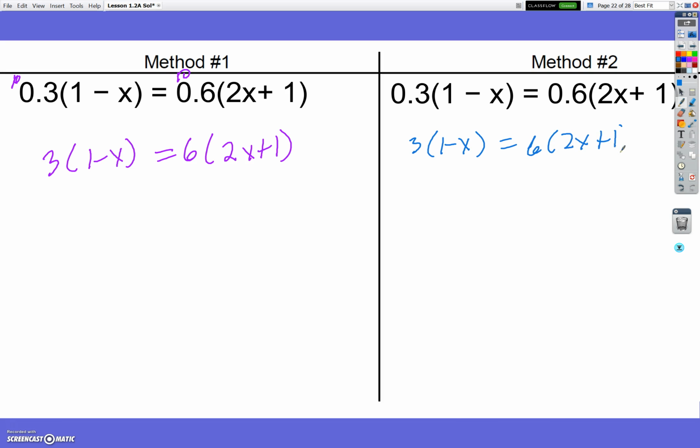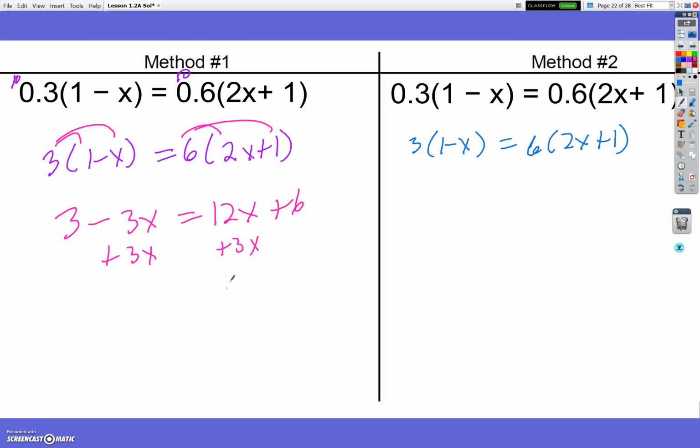Now from here, if I use method 1 like I did on the previous example, what I could do is distribute the 3 to each and every term and the 6 on both terms. This would give me 3 minus 3x is equal to 12x plus 6. I would then add 3x to both sides to get 15x. So I'd have 3 is equal to 15x plus 6. I would subtract 6 on both sides to get negative 3 is equal to 15x. And I would divide both sides by 15 to get x is equal to negative 3 over 15, which reduces to negative 1 over 5.